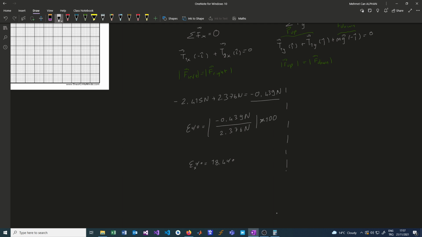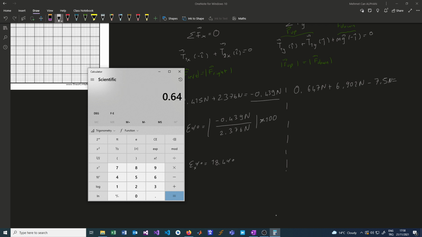What are the forces pulling up? This is 0.647 Newton plus T2y, 6.900 Newton, minus 7.5 Newton. So let's do the operation with our calculator.